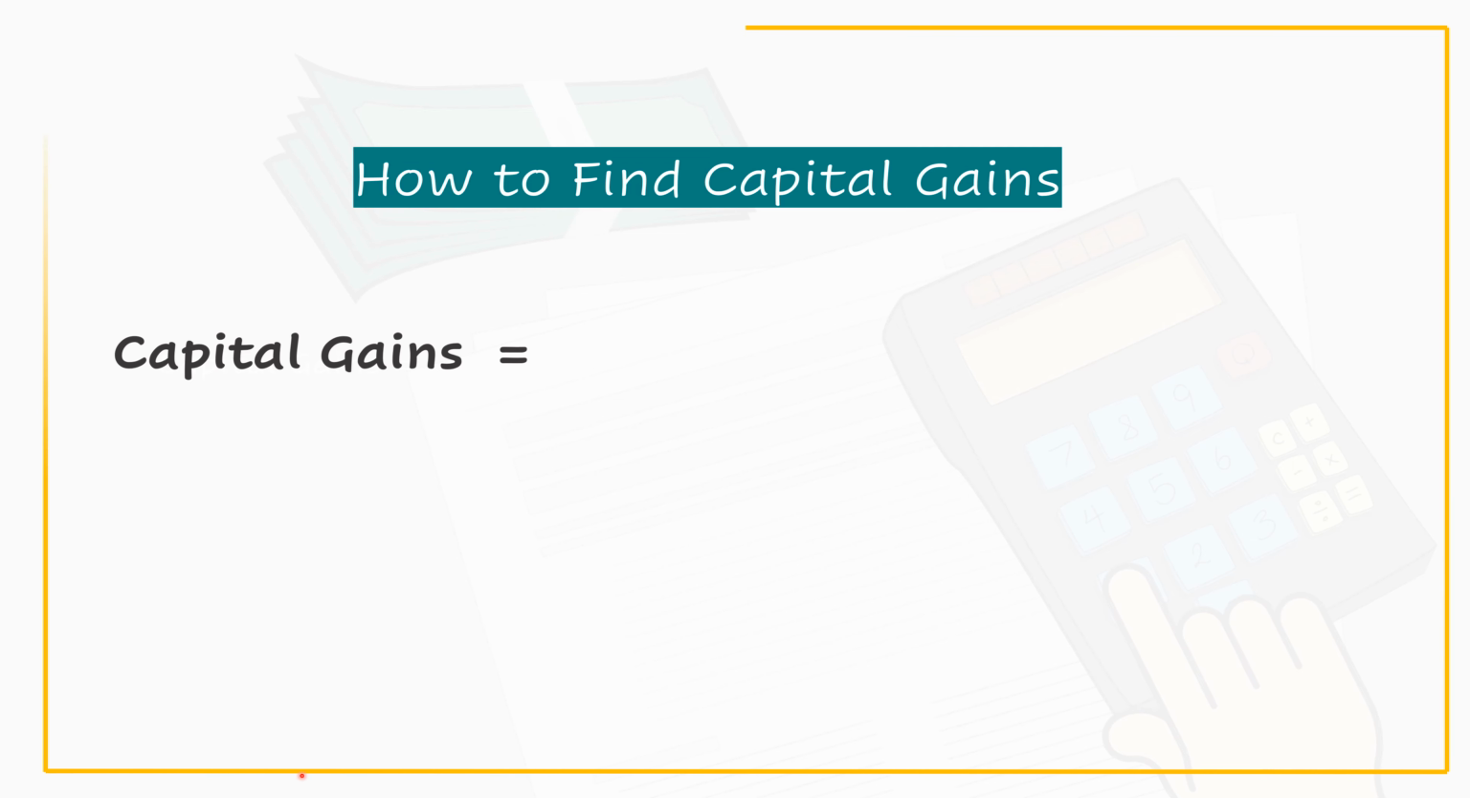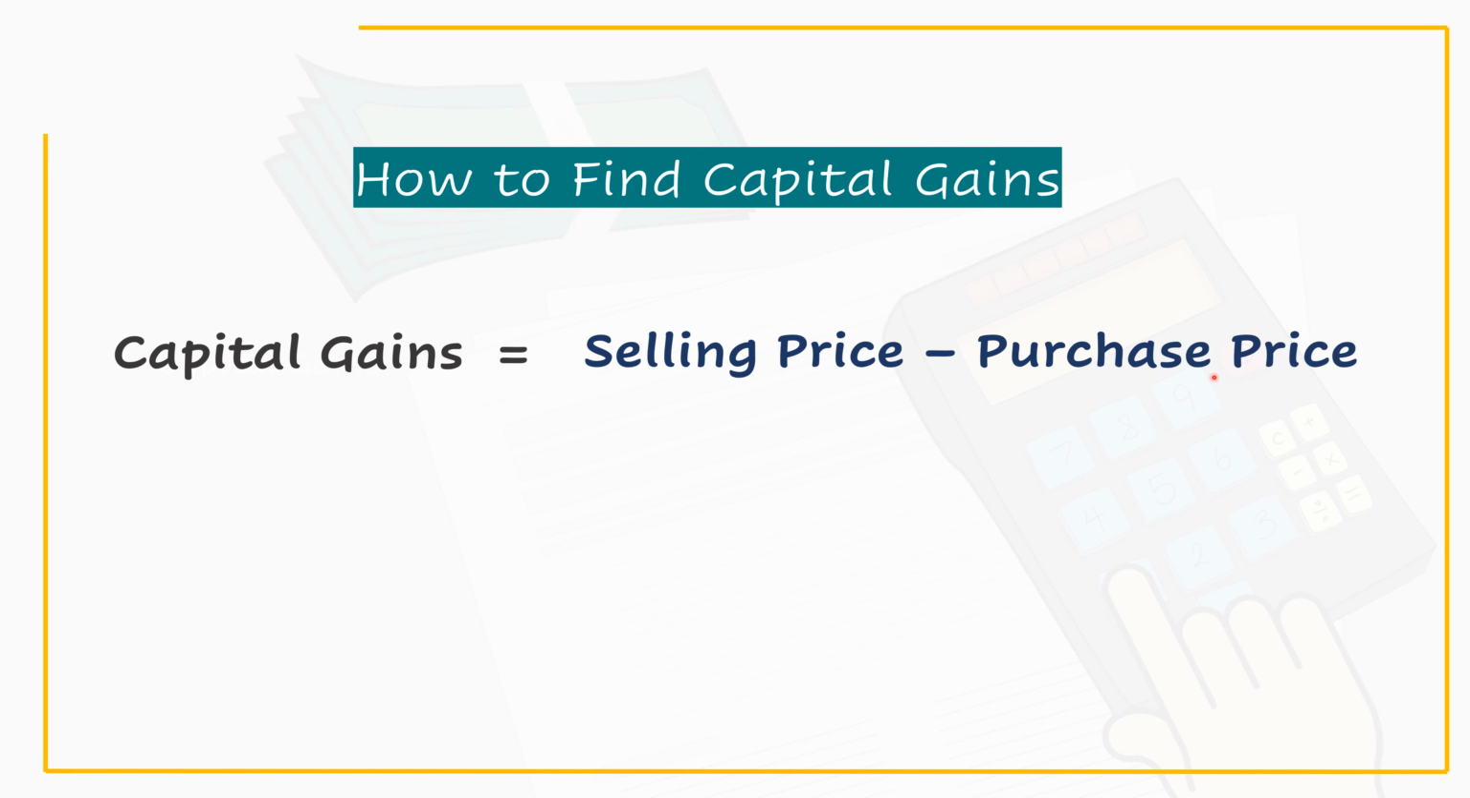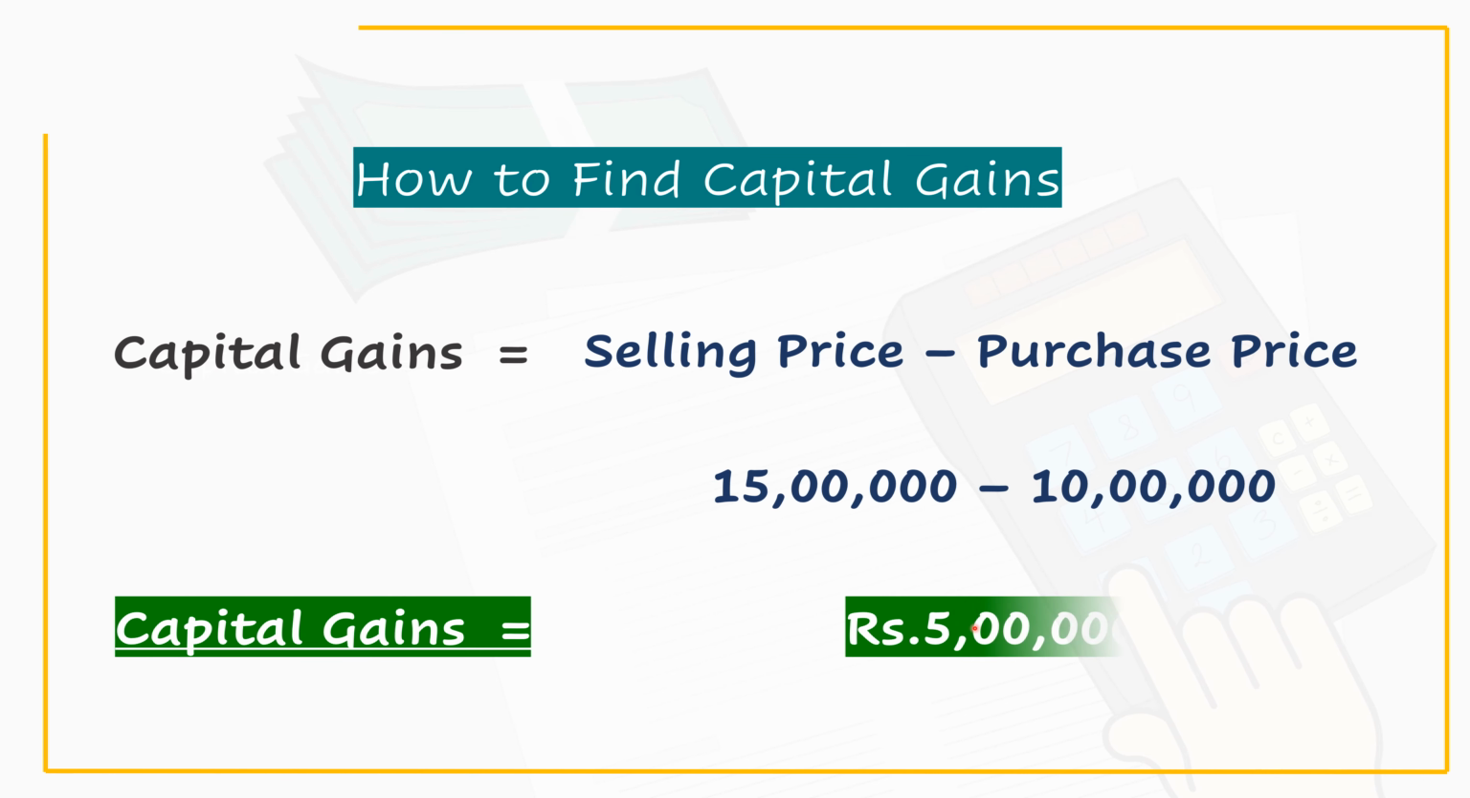Let us find the capital gain for the same example with the help of the formula. Capital gains is equal to selling price minus purchase price, that is rupees 15 lakh minus 10 lakh, which fetches rupees 5 lakh. This is the gain arising out of the sale of a capital asset, which is nothing but a capital gain.